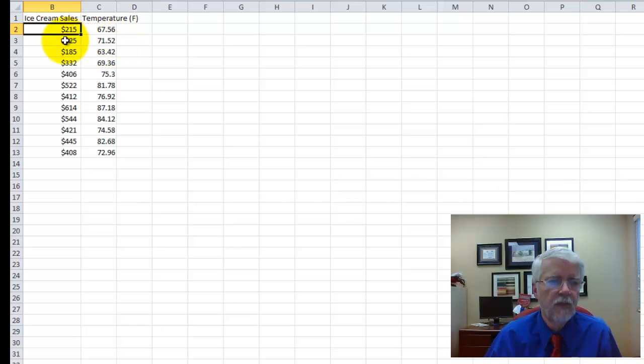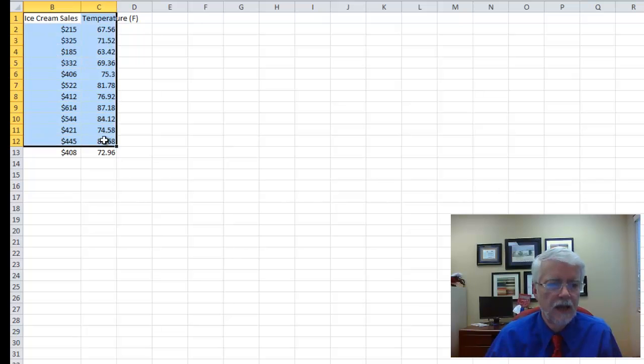Here the temperature went up, I sold more. Here the temperature went down, I sold less. When it got pretty hot here at 81.78 or 87.18, you notice that the sales went up. So let's make a chart, though, which helps us to see that even better.